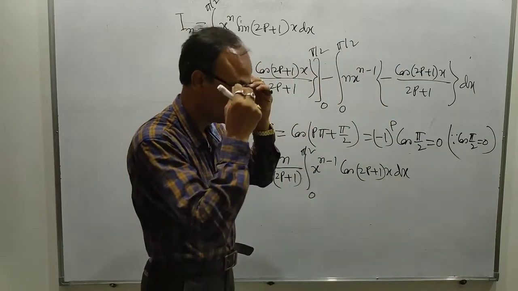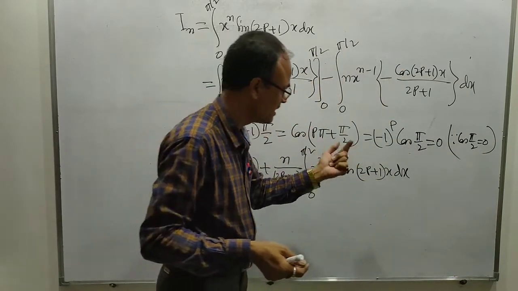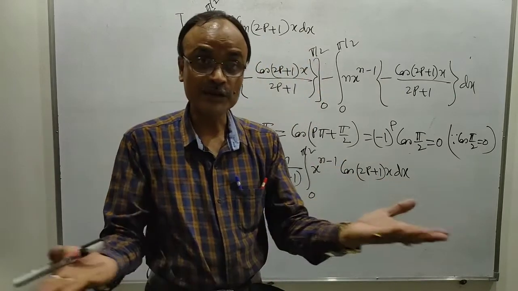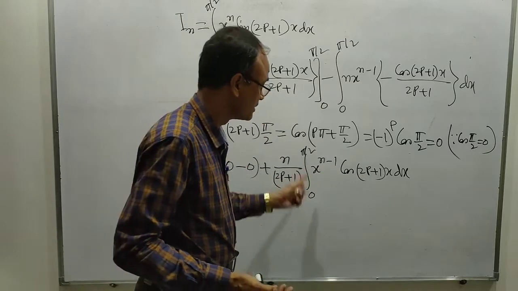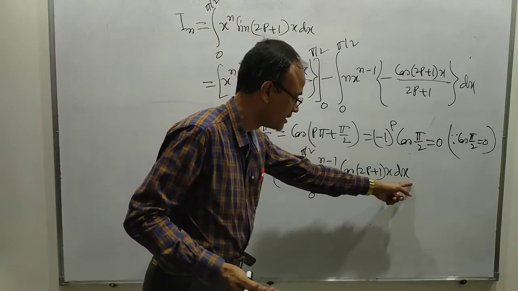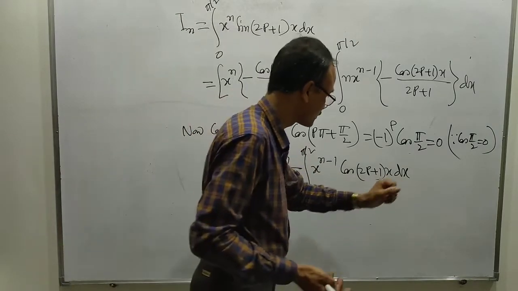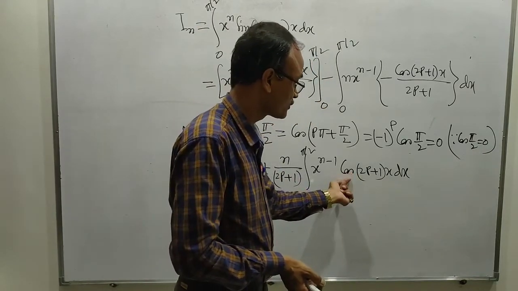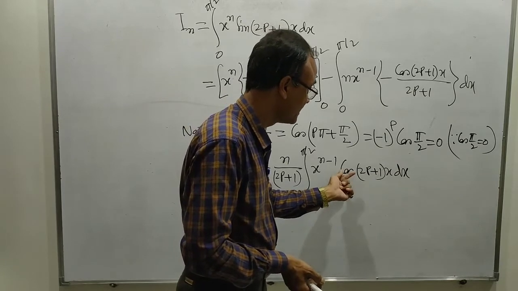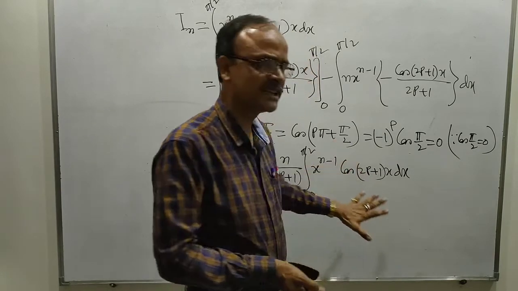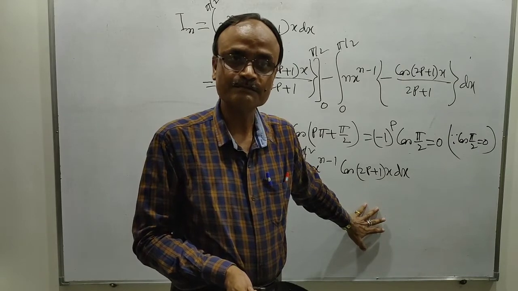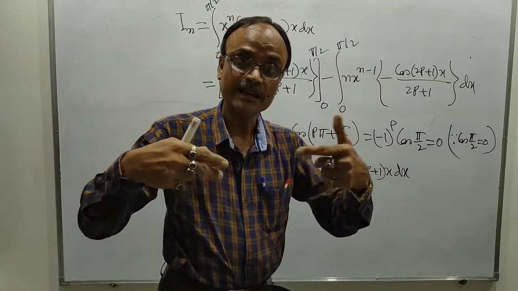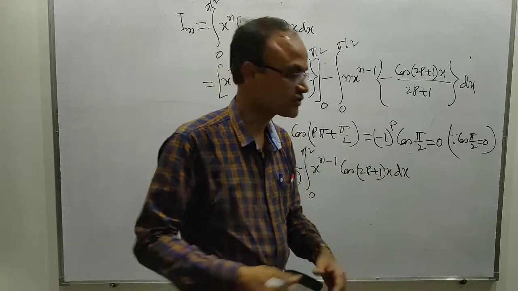If it had sine twice p plus 1x, then this integral could be written as I n minus 1. But it is not sine, it is cos. Therefore, you cannot write it as I n minus 1. Therefore, you have to integrate it again by parts.